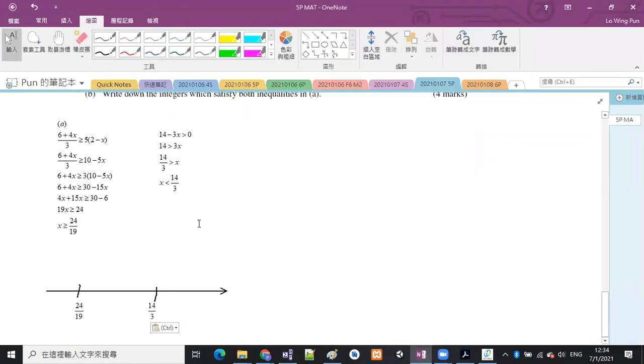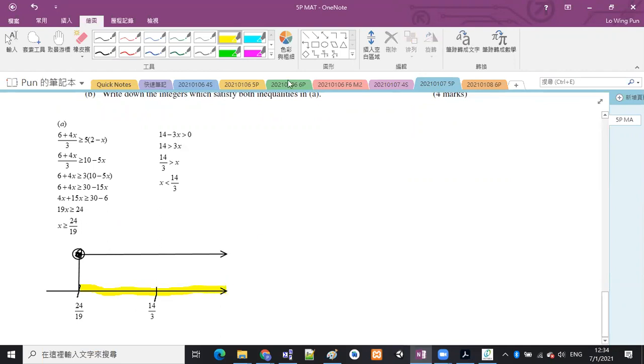Okay, and then draw a stamp standing on this circle. But this time it should be a solid circle. It is a solid circle at 24 over 19. Okay, and then the arrow should be pointing to the right. And then shade the shadow.